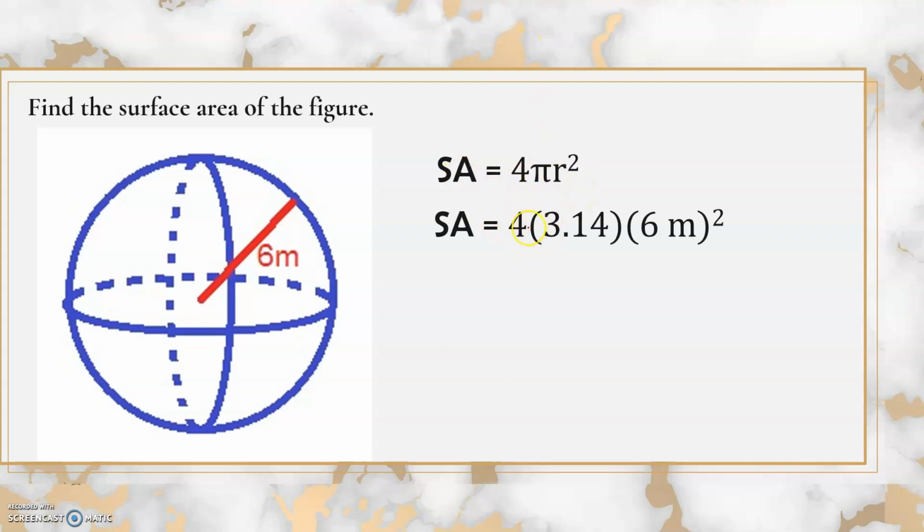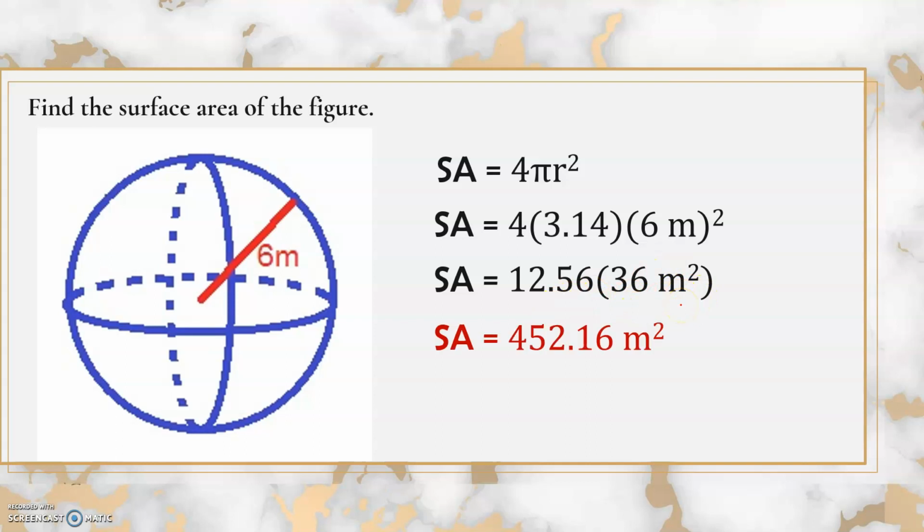Next, this time we are given a sphere whose radius measures 6 meters. And again, for us to find the surface area of a sphere, we'll use the formula 4 pi r squared. Substituting the given information, we'll have 4 times 3.14 times 6 meters squared. That will be equal to 4 times 3.14 is 12.56, and 6 meters squared is equal to 36 square meters. Multiplying these two will give us 452.16 square meters. And this is now the surface area of this sphere.